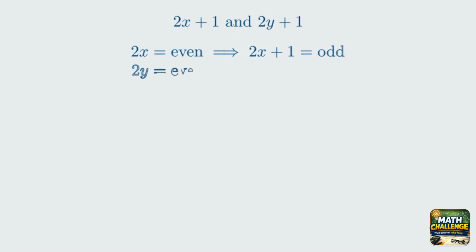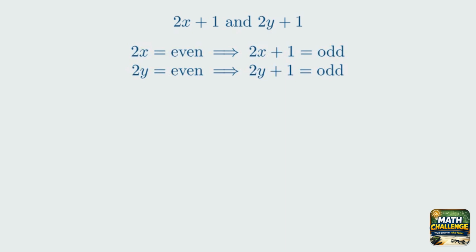Now, let's analyze the expressions themselves. Look at 2x plus 1 and 2y plus 1. The structure is 2 times any integer plus 1. Think about what kind of number this always results in. If x is an integer, then 2x is an even number, and an even number plus 1 is always an odd number. This means that both factors, 2x plus 1 and 2y plus 1, must be odd integers. This is a very important condition.